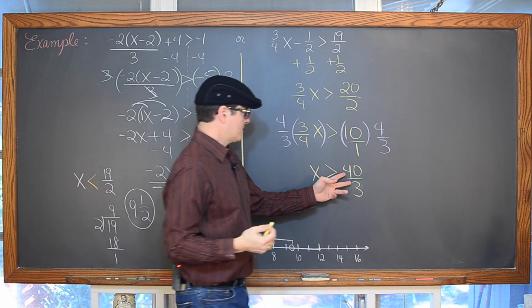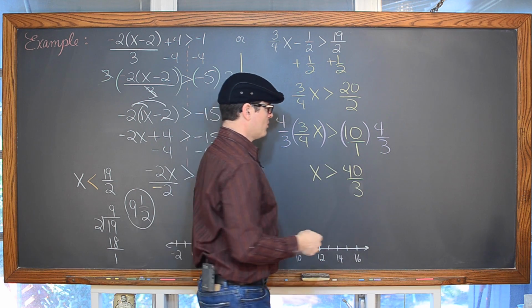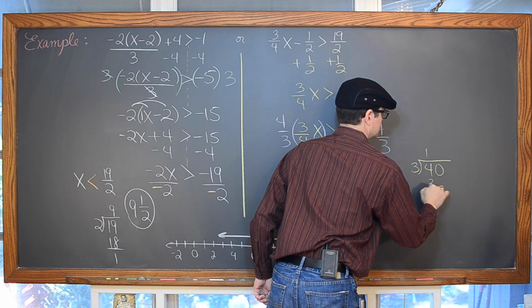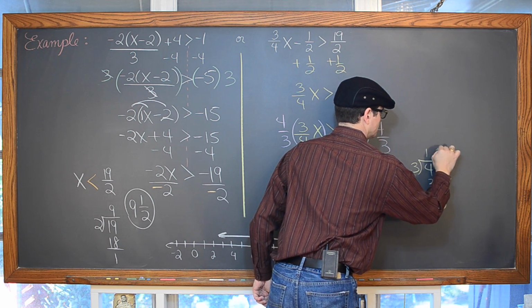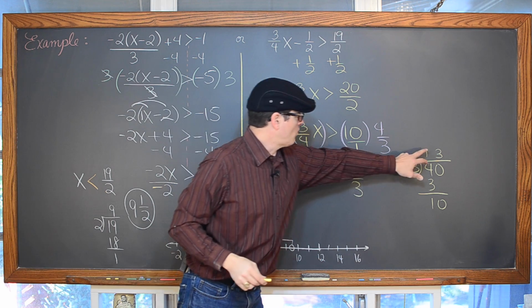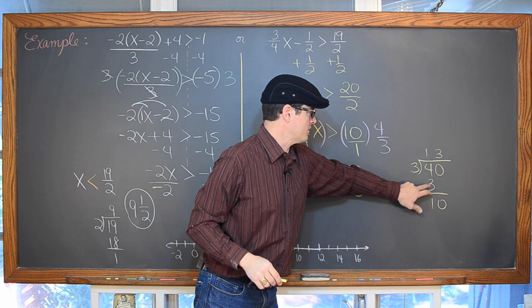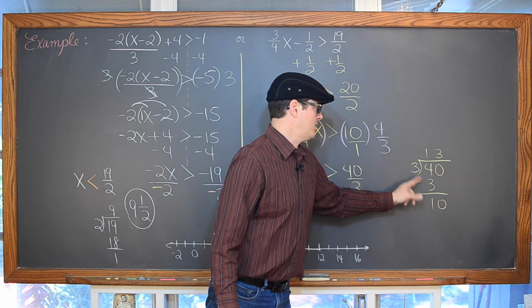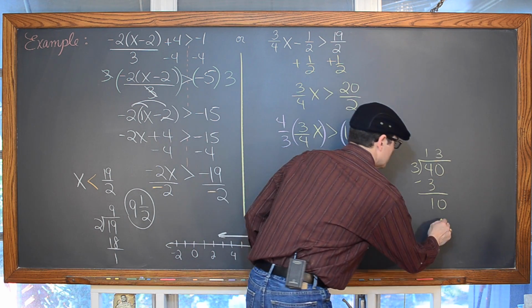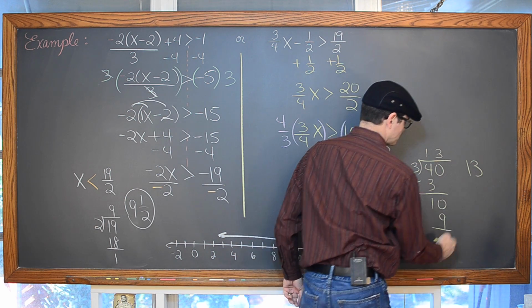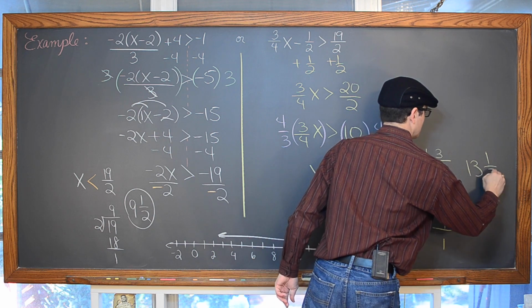Now, how many 3's are in 40? Looks like 13. So 1 times 3 is 3. Subtract, and we get 1. Bring down the 0. How many 3's are in 10? That's going to be 3, giving us 9, remainder of 1. So we're looking at 13 and 1/3.